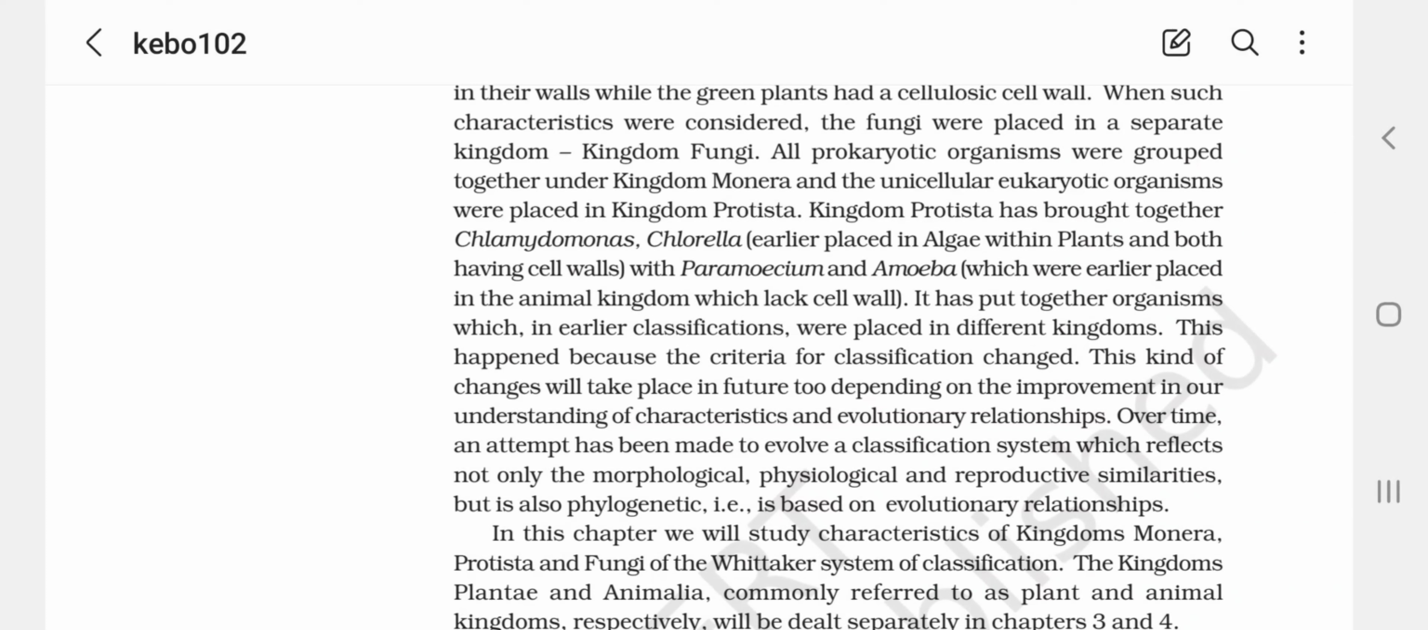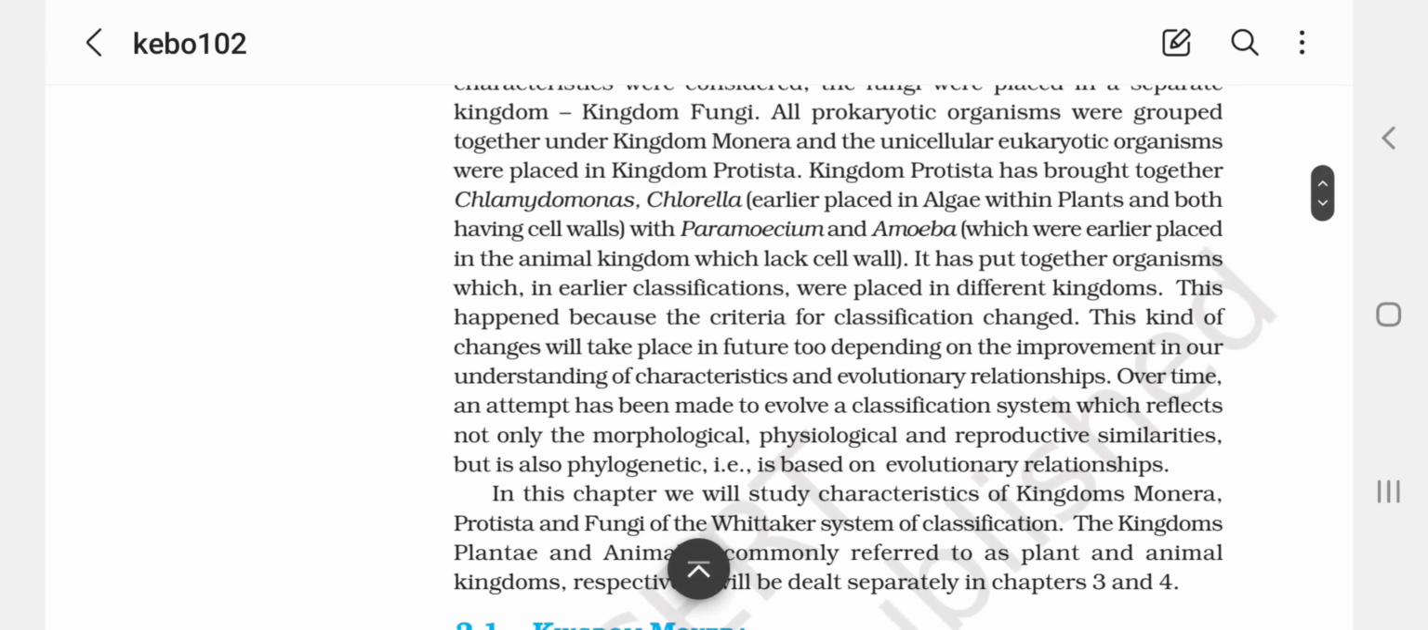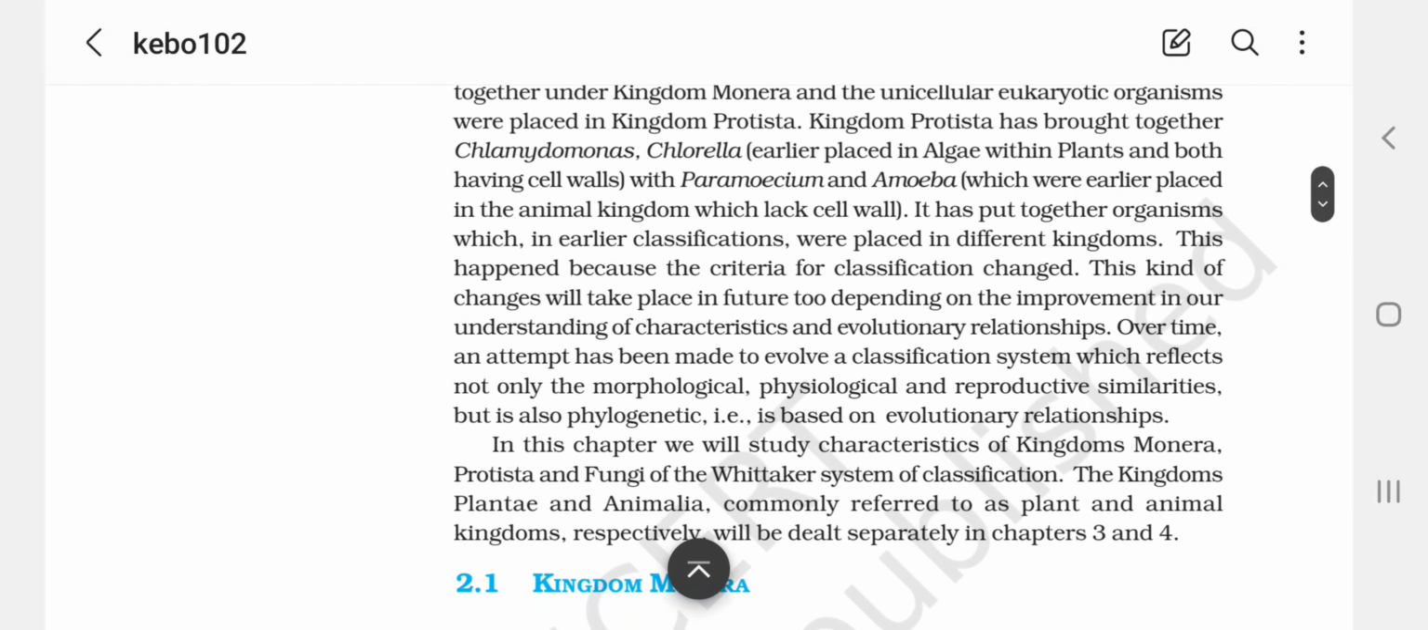All prokaryotic organisms were grouped together under Kingdom Monera, and the unicellular eukaryotic organisms were placed in Kingdom Protista. Kingdom Protista has brought together Chlamydomonas and Chlorella, earlier placed in algae within plants and both having cell walls, with Paramecium and Amoeba, which were placed earlier in the animal kingdom, which lacked the cell wall. It has put together organisms which, in earlier classifications, were placed in different kingdoms. This happened because the criteria for classification changed.